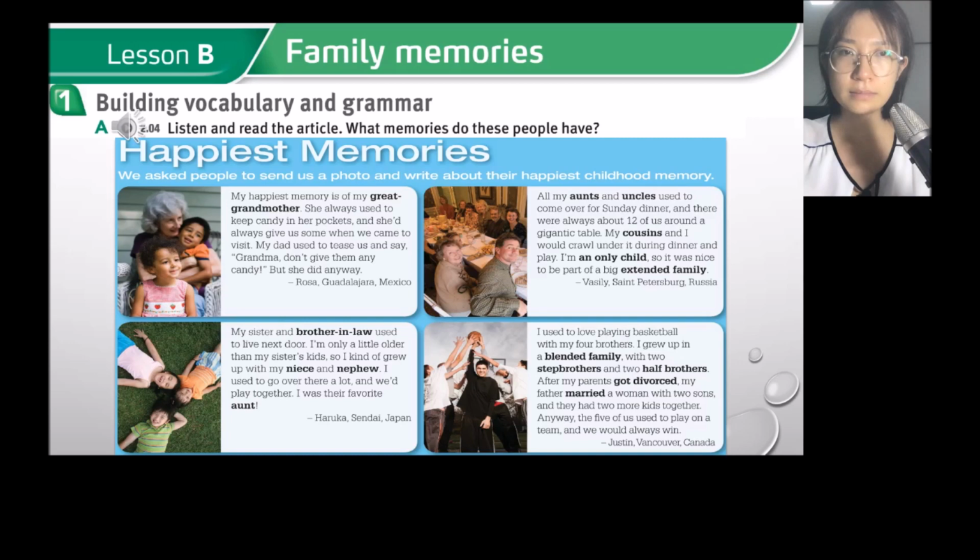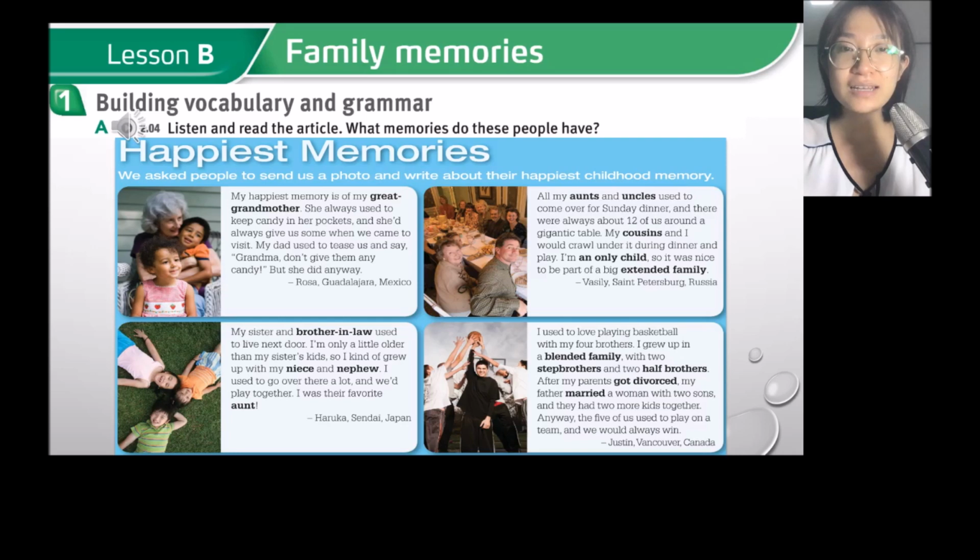Happiest memories. We asked people to send us a photo and write about their happiest childhood memory. My happiest memory is of my great-grandmother. She always used to keep candy in her pockets, and she'd always give us some when we came to visit. My dad used to tease us and say, "Grandma, don't give them any candy." But she did anyway.